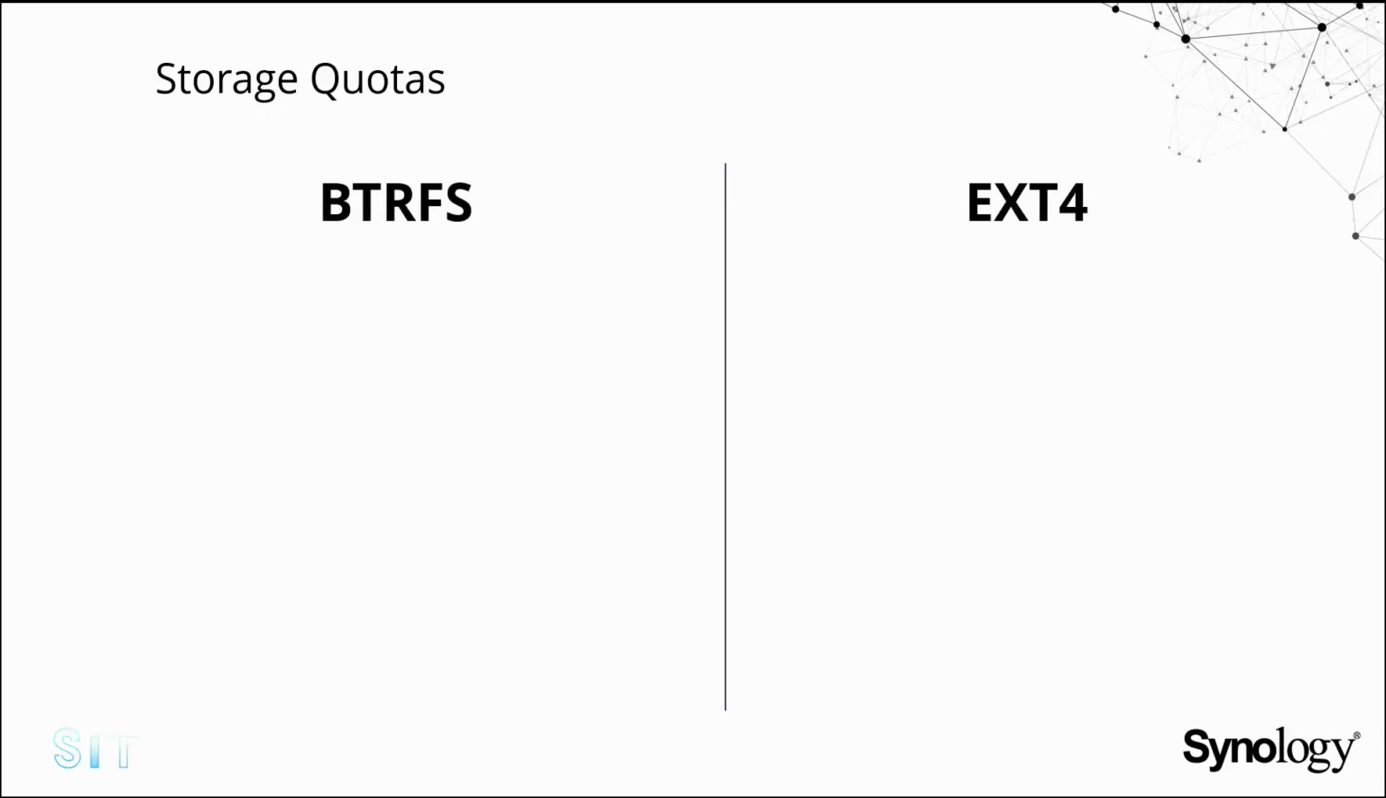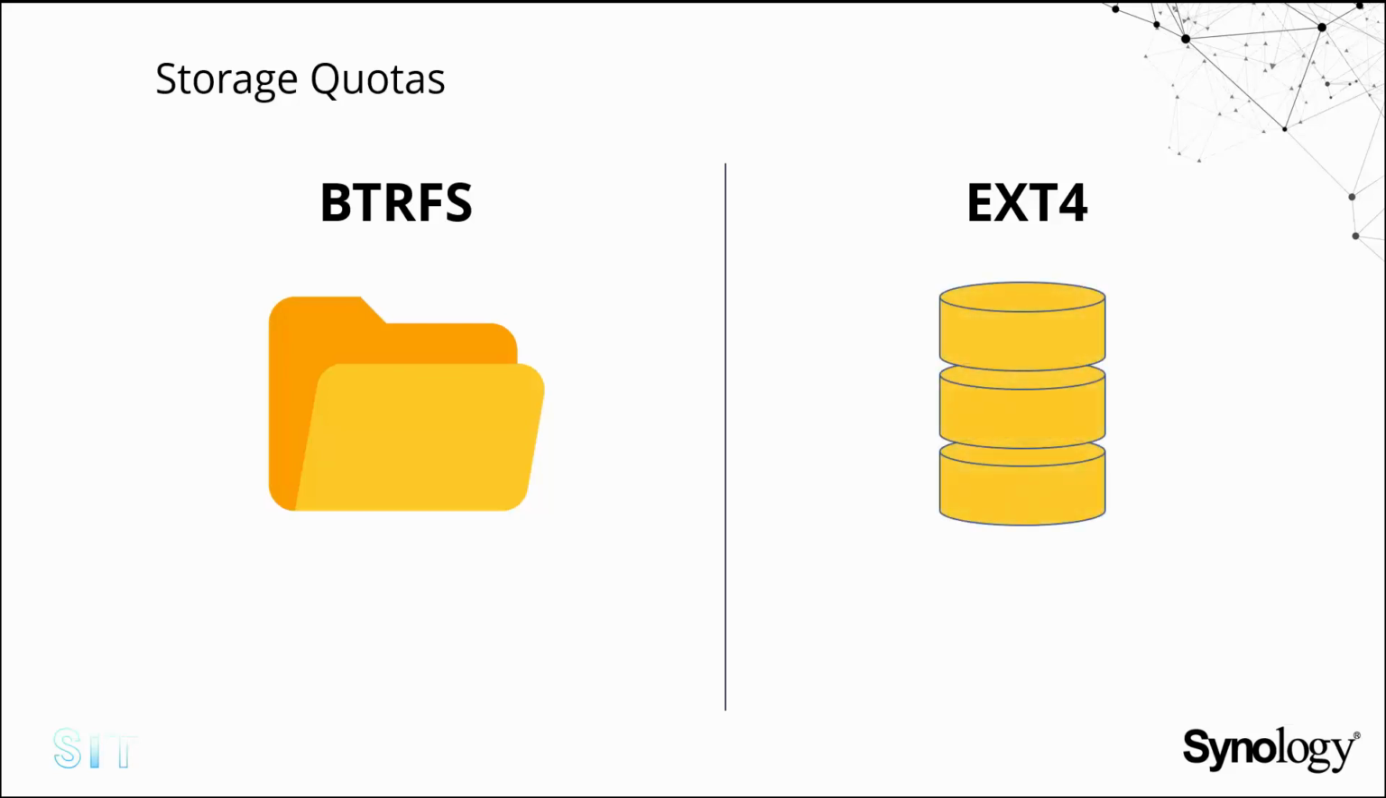BTRFS systems can define the storage space that the user is allowed to store on the system per shared folder. This allows us to flexibly determine how many megabytes or gigabytes a user can put into the video, music, or any other folder of their choice. With ext4 systems, however, we cannot set this per folder, but only for the whole volume.